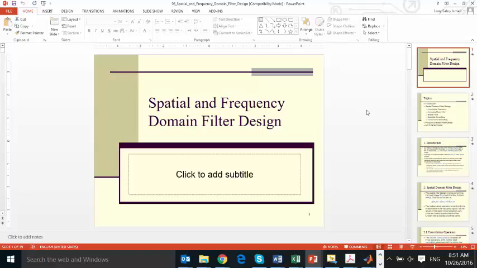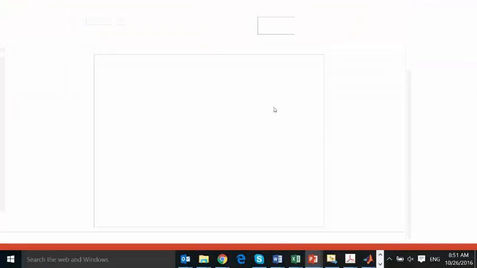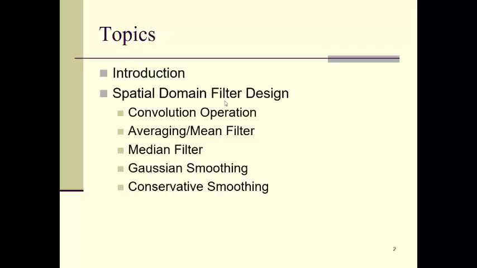So here in this chapter, we will see these 2 types of filters. So the topics that we'll see here, first of all, we'll start with the spatial domain filter design. This means that these filters can be applied directly on the image as is without any transformation. So here we will introduce the convolution operation. This is the main operation that we will use in order to apply the filter.